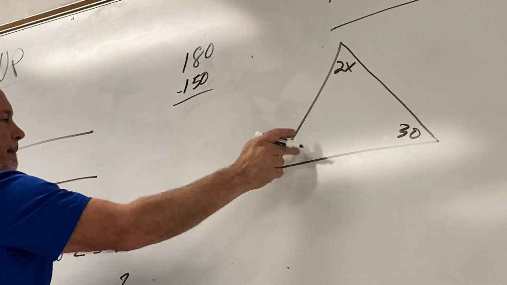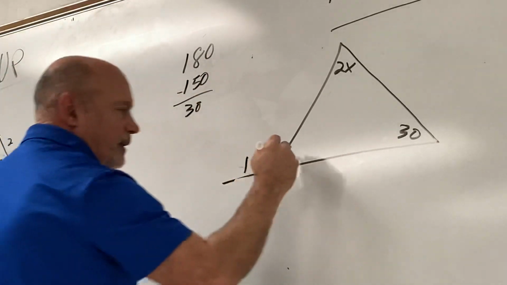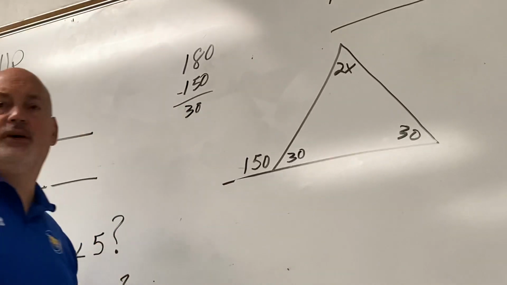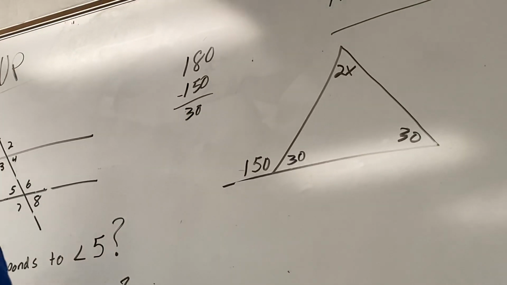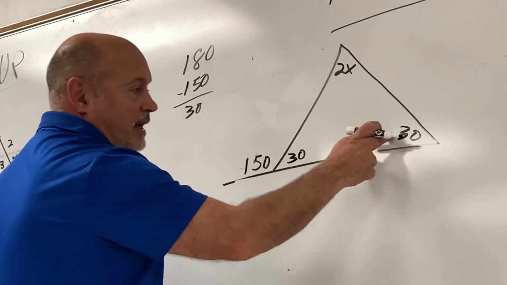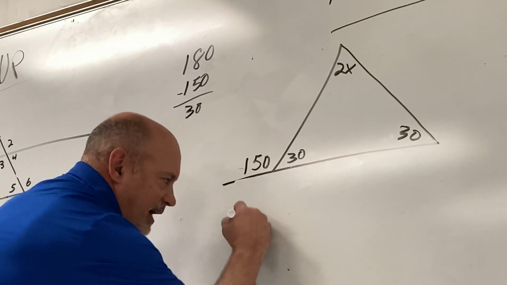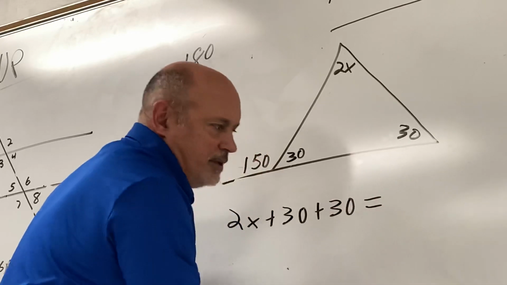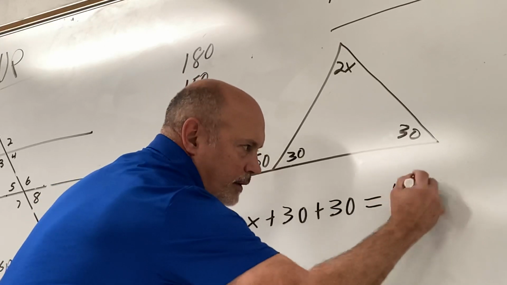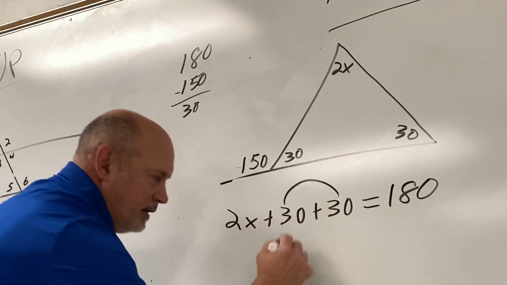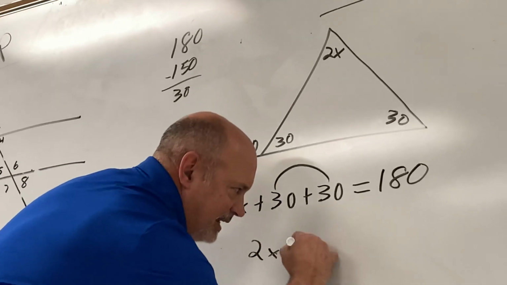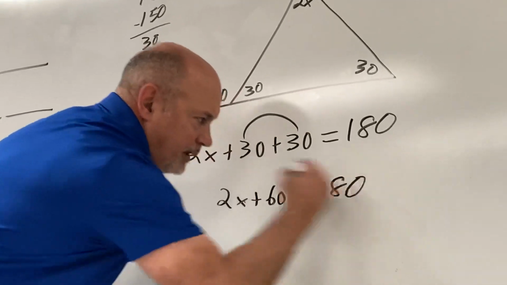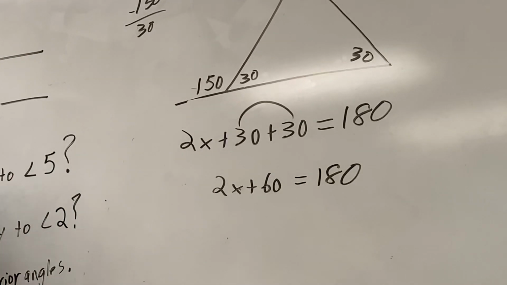How much is there? 30. So now, what can we do? Add the three together, because we got this one, and this one. So we got 2x plus 30 plus 30 equals what? 180. Plus 30 plus 30? 60. So we got 2x plus 60 equals 180. And then what would you do next, Marcella?